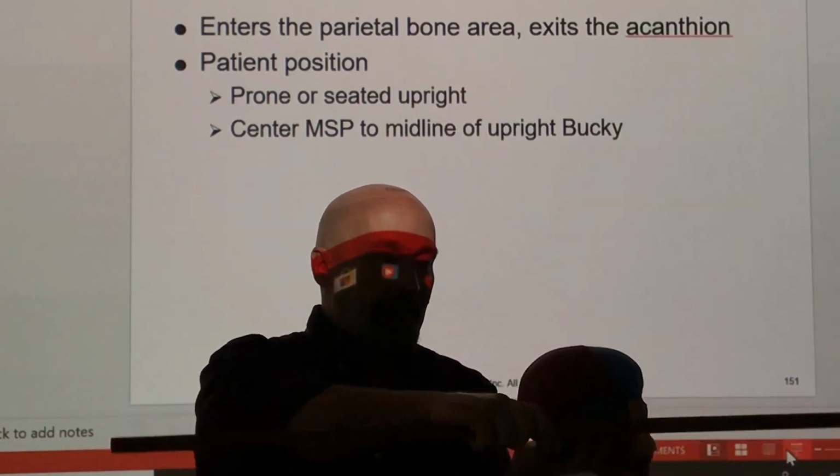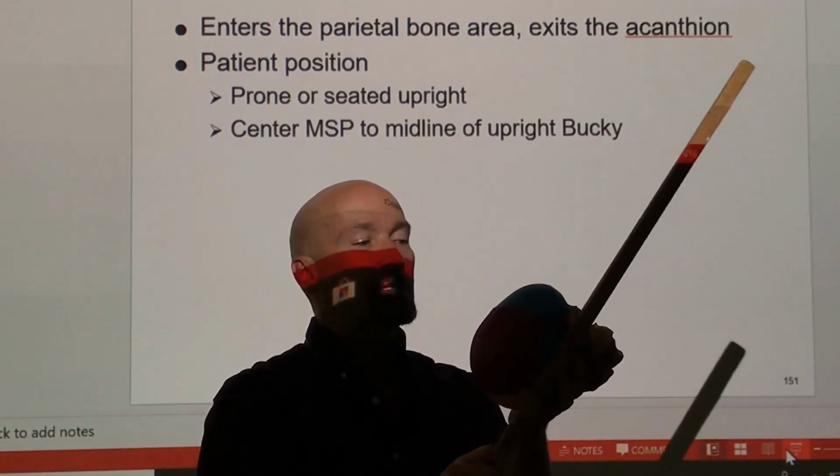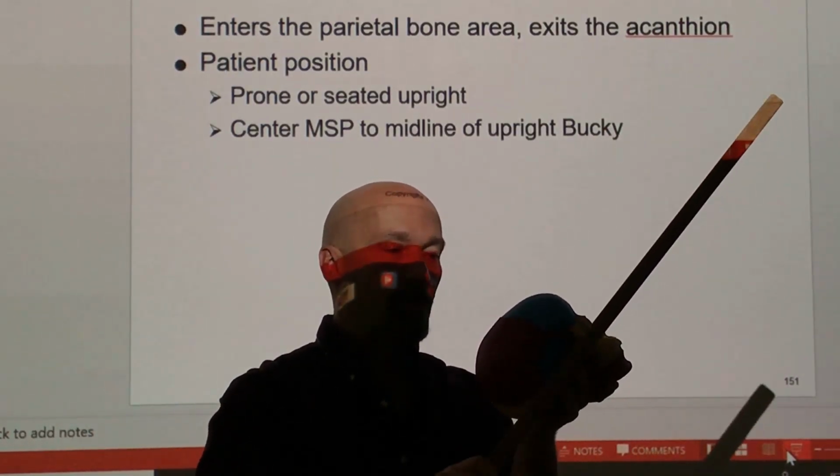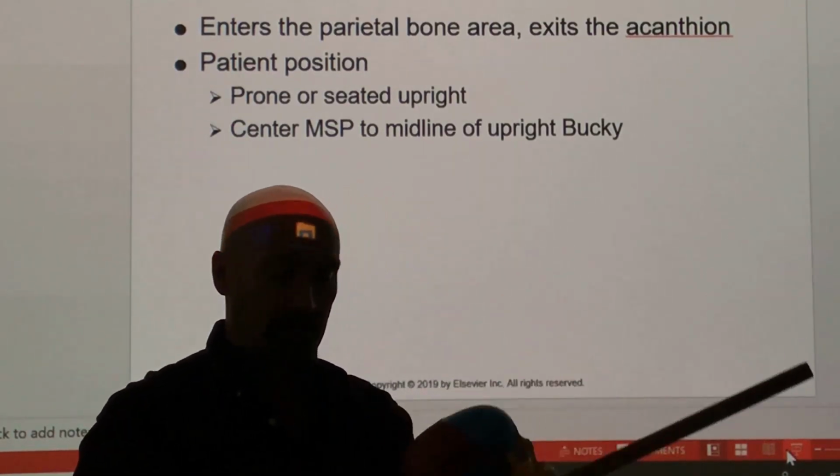So that's 90. So what we're going to do is we're going to have the patient's chin on the image receptor, extend the chin back far enough that the orbital-meatal line forms a 37-degree angle with the plane of the image receptor.